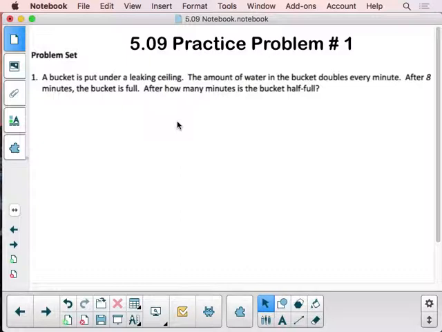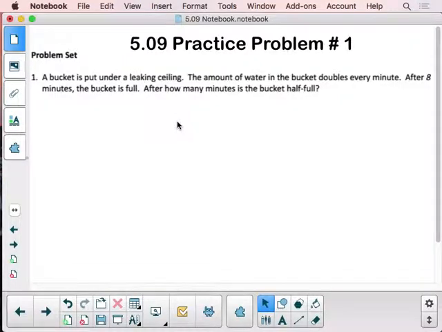Number 1 reads, a bucket is put under a leaking ceiling. The amount of water in the bucket doubles every minute. So that tells you this leak is getting worse, by the way. After 8 minutes, the bucket is full. After how many minutes is the bucket half full?